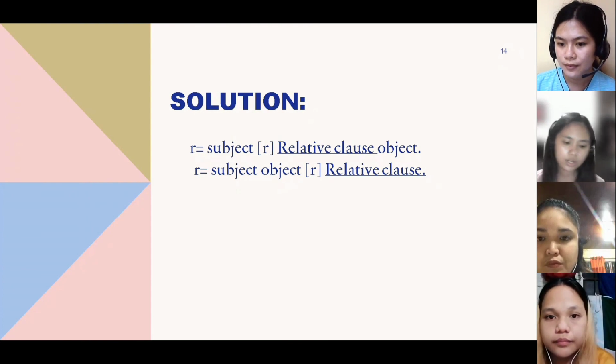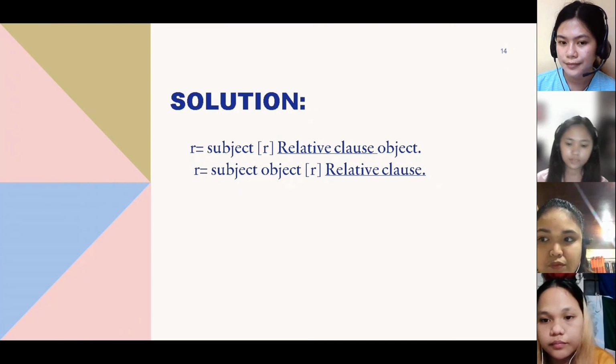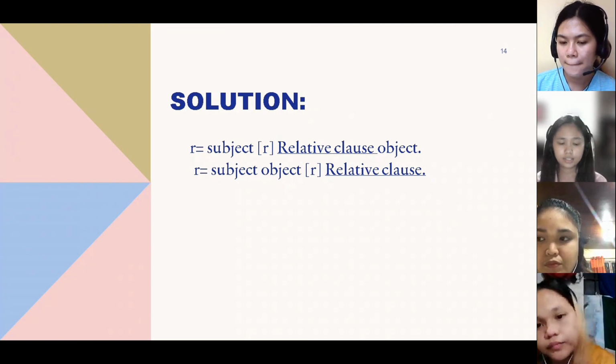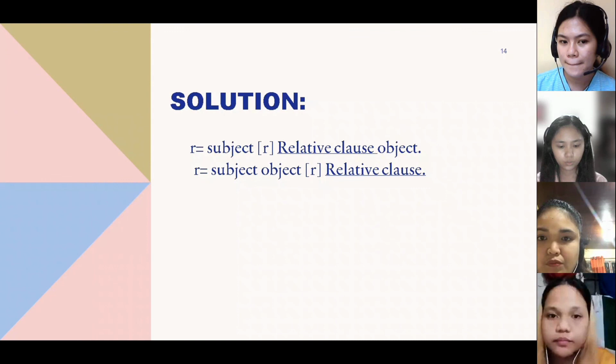So in the first one, relatives are placed after the subject followed by the relative clause and the object. In the second one, relatives can also be placed after the object followed by the relative clause.